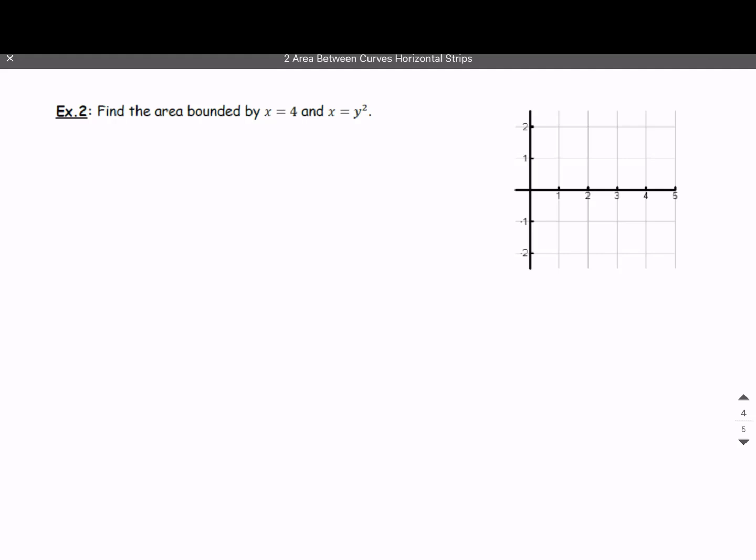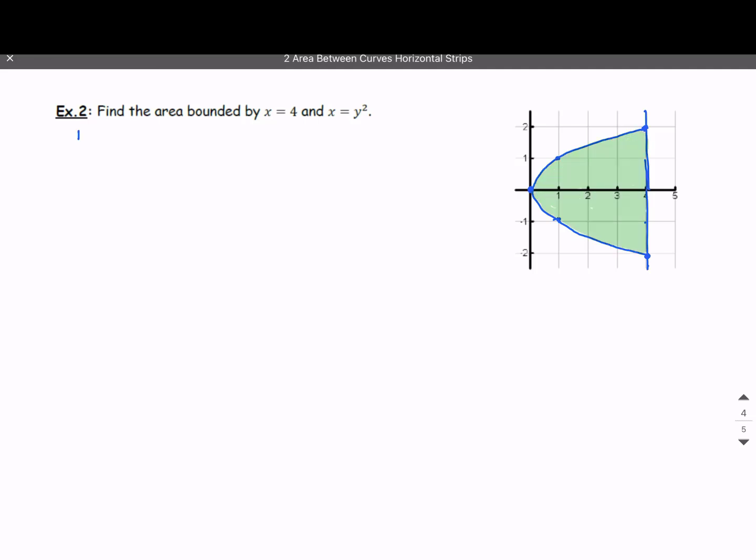We're going to find the area bounded by x equals 4 and x equals y squared. So x equals 4, that's easy to graph. There we go. And x equals y squared, that opens to the right. Over 1, up 1, over 1, up 1, 2, 3. Nice. Now we have a nice sideways parabola. And we're looking for this area in here.